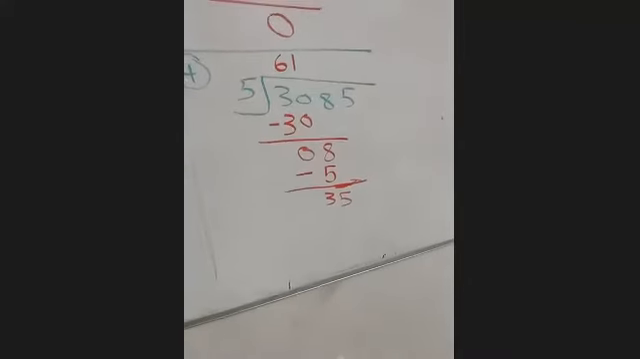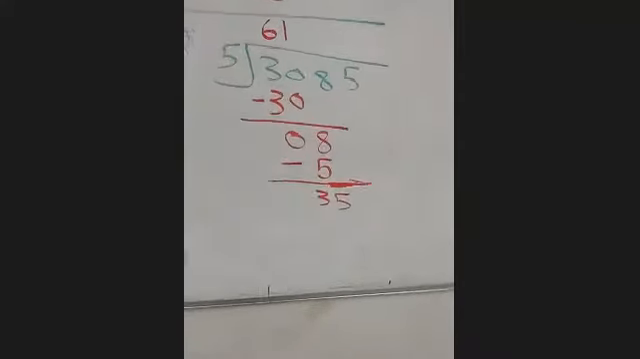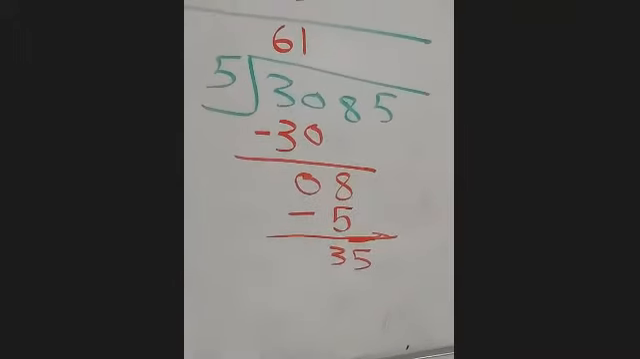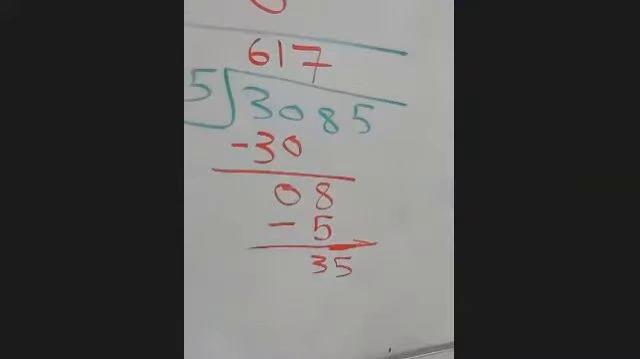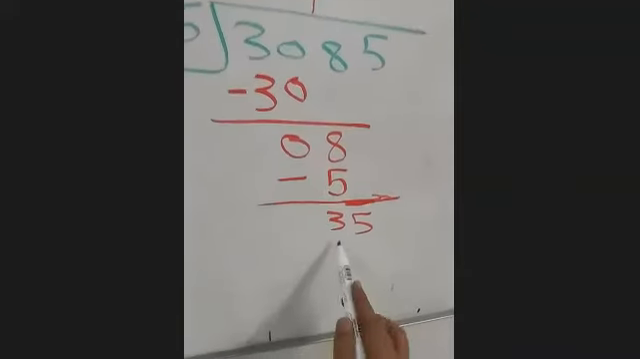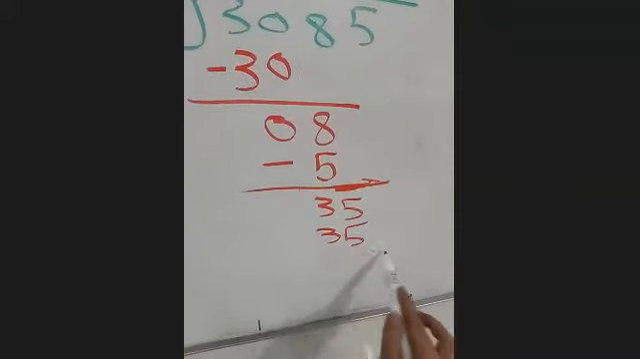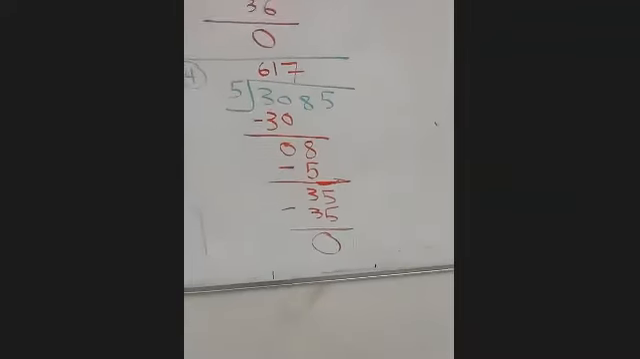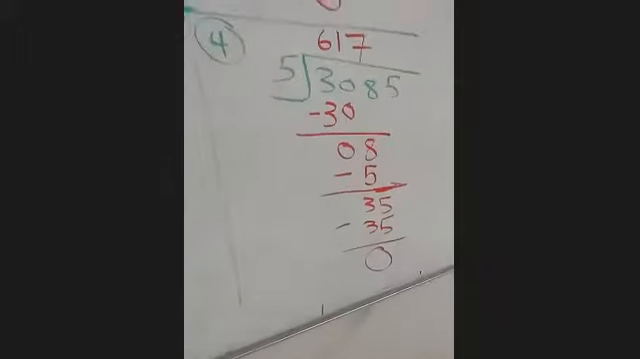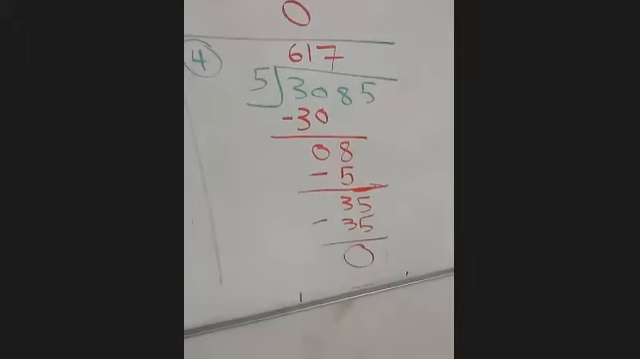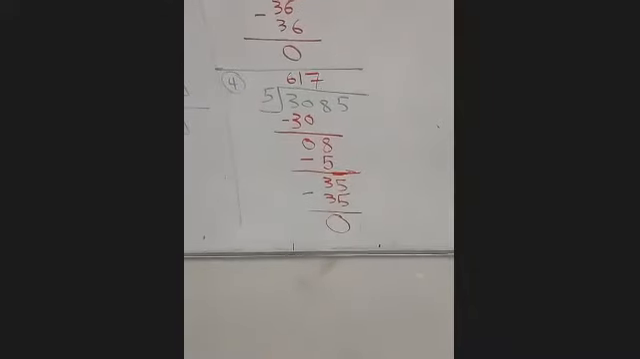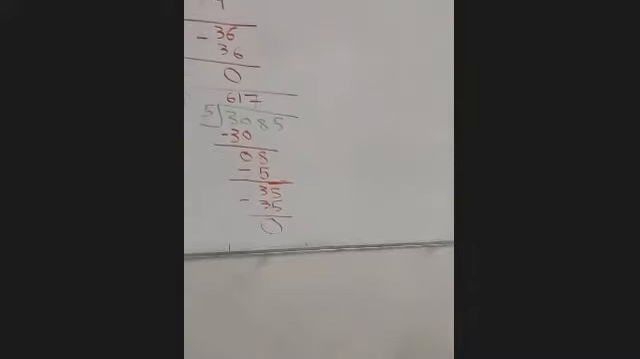It equals 35. 5 multiply 7 equals 35. 7 by 5, 35, minus equals 0. Ahsant, thank you so much. The answer is 617. This is question 4.